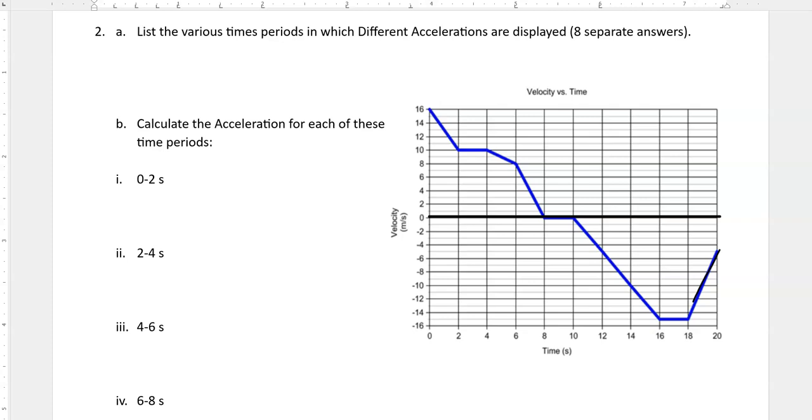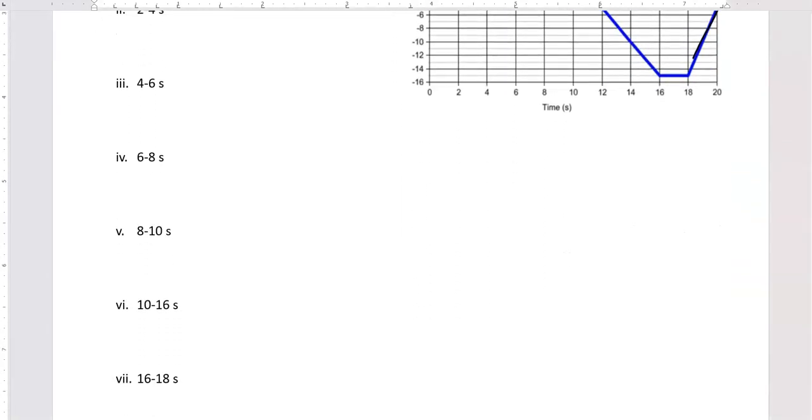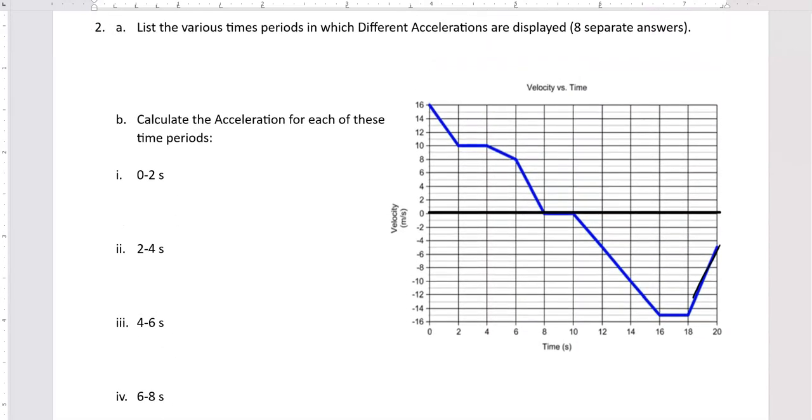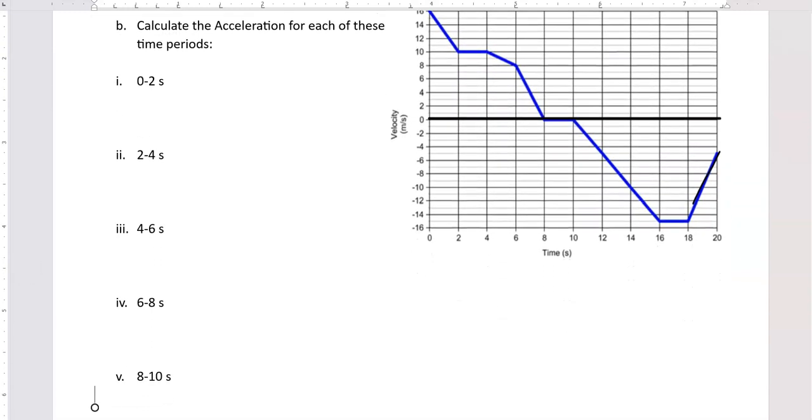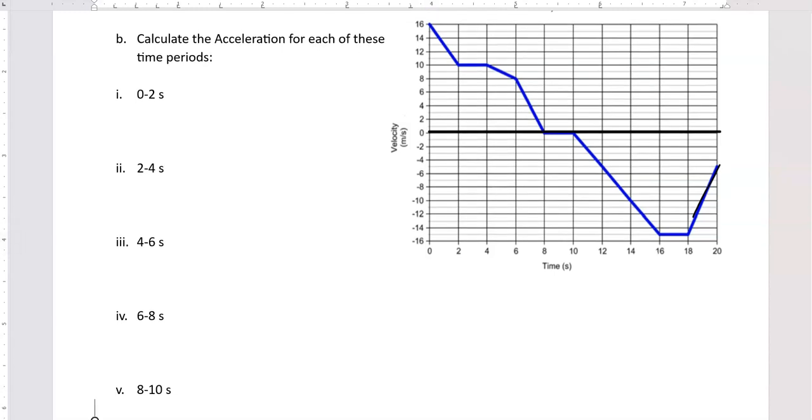So you'll notice those time periods I just said correspond to the time periods that you see listed in the next part of this question. So you can just write down the same time periods that are listed here in part B. So part B says, okay, calculate the accelerations for each time period. Well, that's the same question as saying what is the slope of each time period in a velocity versus time graph. The slope of a v versus t graph is the acceleration.